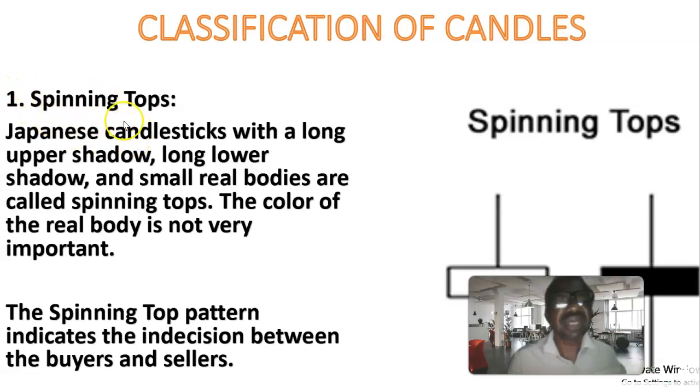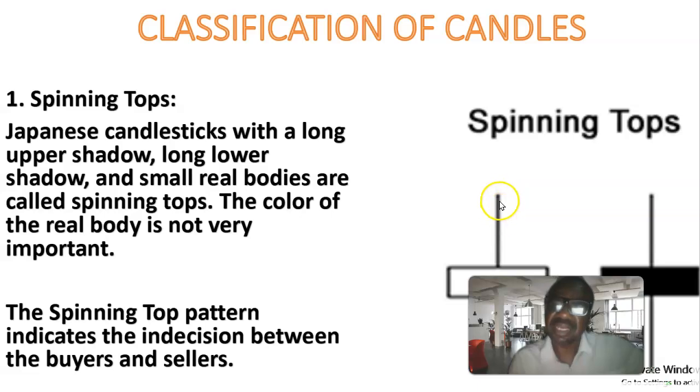Now the first one I want to look at is the spinning top. This is how a spinning top looks like. This is for the bull, and this is for the bear. Now what is a spinning top? It is a Japanese candlestick with a long upper shadow, a long lower shadow, and a small real body. This is the small real body.